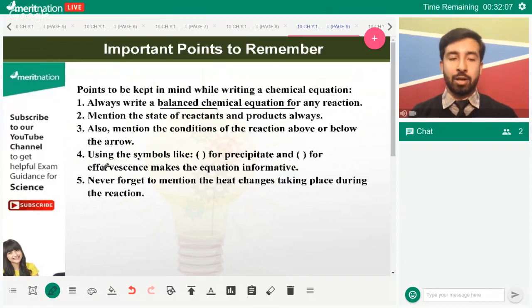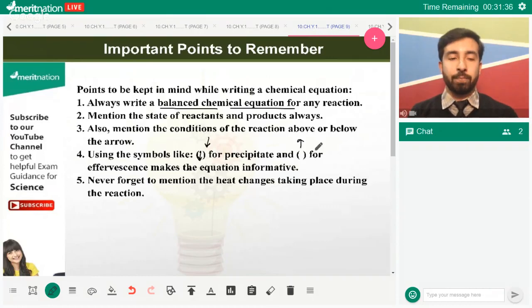in the chemical reaction. And the fourth point is using symbols. For a precipitate, we generally use a downward arrow, and for effervescence, an arrow in the upward direction. These two arrows tell us whether a precipitate is being formed in a reaction or whether effervescence, that means a gas, is being evolved in a reaction. So this makes the reaction more informative and reduces your chances of losing marks.